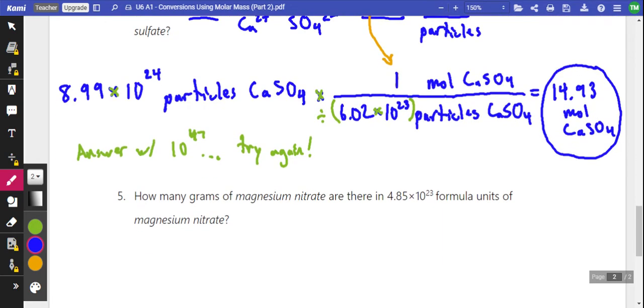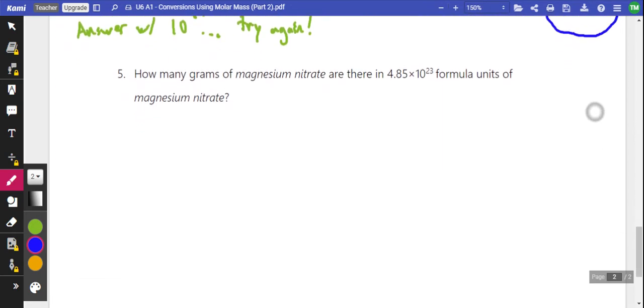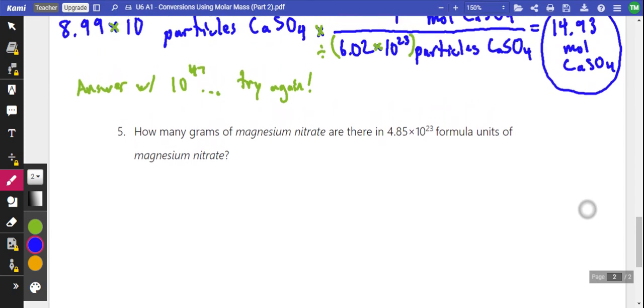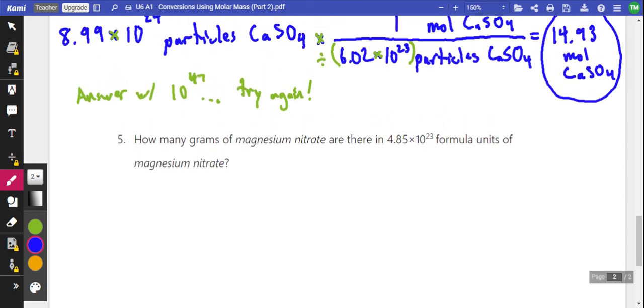All right, let's look at one more. How many grams of magnesium nitrate are there in 4.85 times 10 to the 23rd formula units of magnesium nitrate? Okay, well, 4.85 times 10 to the 23rd formula units, that's a number of particles. And it's less than our 6.02 times 10 to the 23rd. So this is not going to be a whole mole of whatever this chemical is, which is magnesium nitrate.